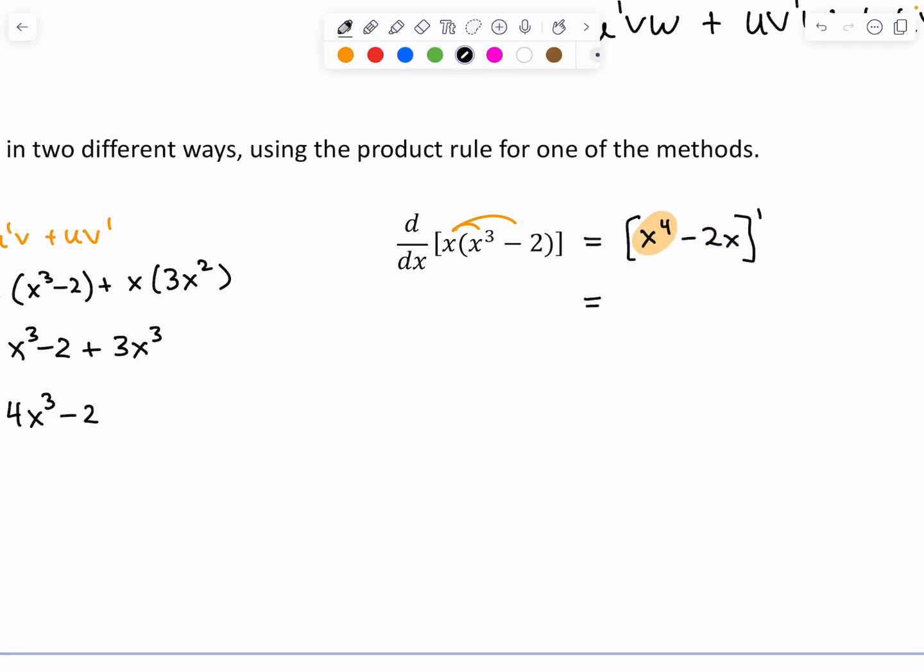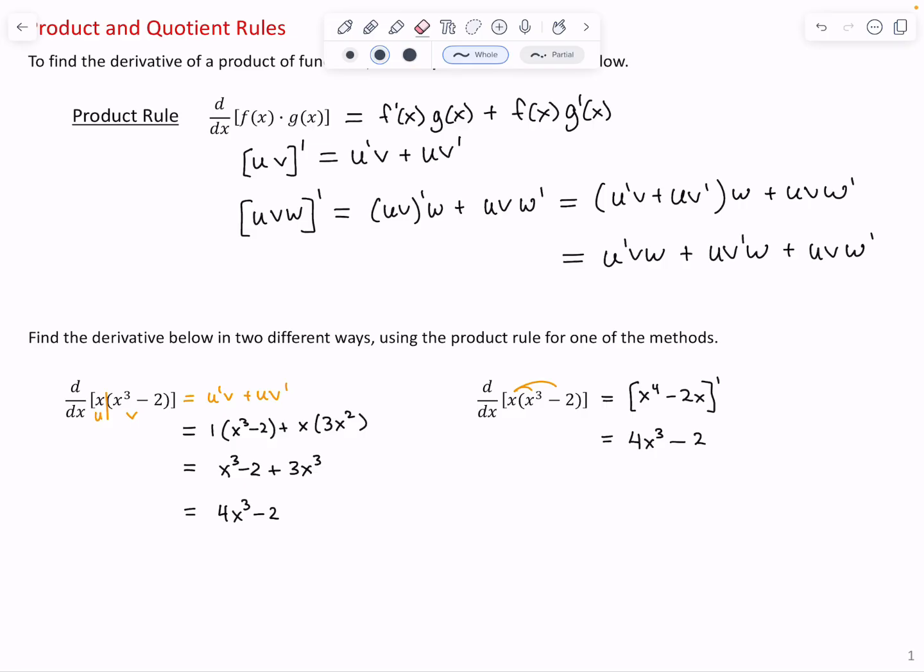Differentiating x to the fourth, we use the power rule, and that gives us 4 times x cubed, and then minus. Now we differentiate 2x. 2x is a line with slope 2. Its derivative is simply that slope 2. So in this case, you could argue that the second method was the easier method, yet we do not get a contradiction by using a second method, the product rule, to arrive at an answer.